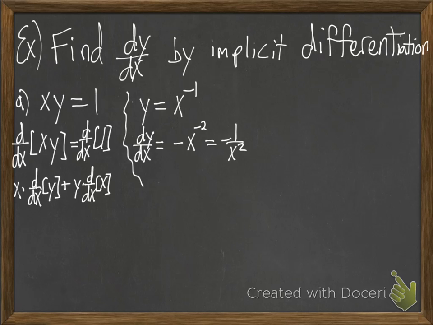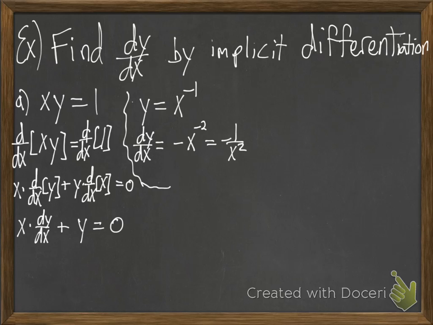And that'll be equal to the derivative of 1, but we know the derivative of 1, since it's a constant, is 0. Now the derivative of y is just dy dx. So we have x dy dx plus y equals 0.